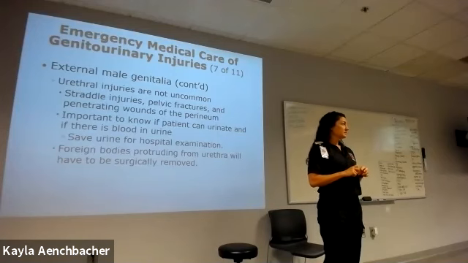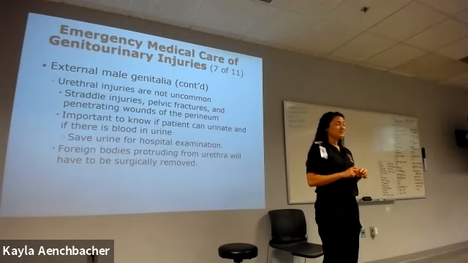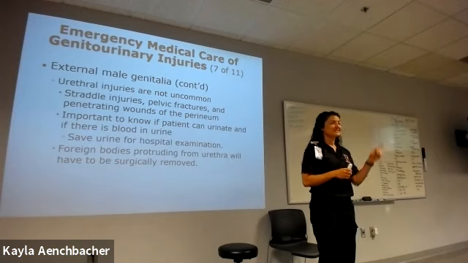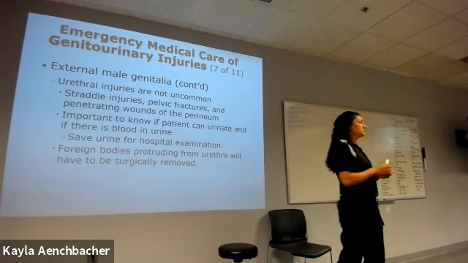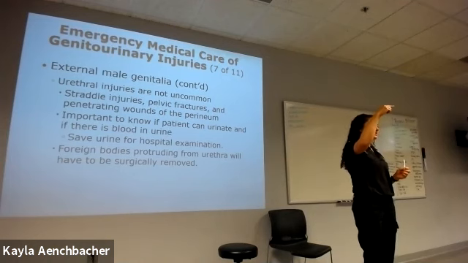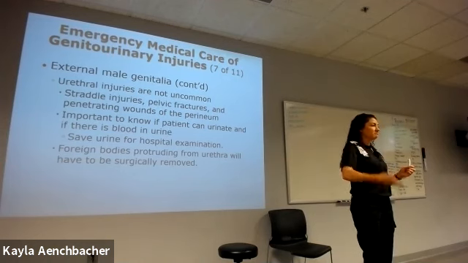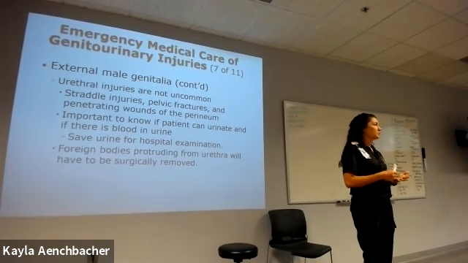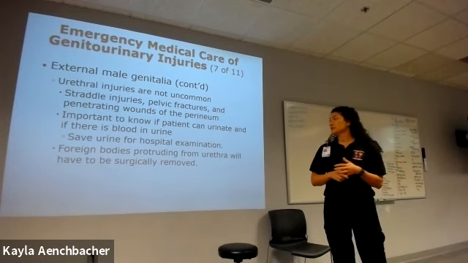We can also see the perineum affected. What is this? It's the area of tissue between where the scrotum meets the external part of the body and the anus. So we see some soft tissue injury compromise there.